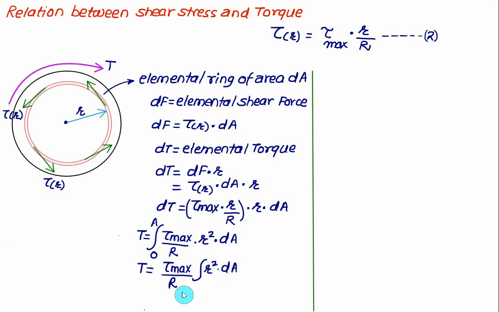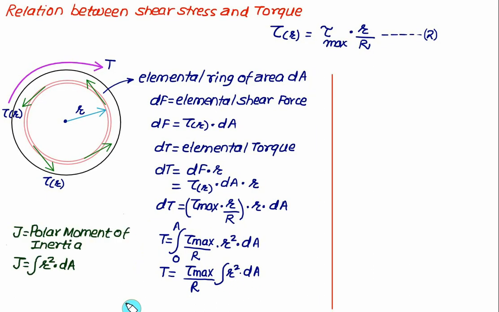Now this equation is somewhat familiar to you. It is nothing but the polar moment of inertia. So here we introduce the integral of r squared dA, which is nothing but the polar moment of inertia. So we'll replace the quantity integral r squared dA from 0 to A with J, which is again equal to integral r squared dA from 0 to A. This one is called the polar second moment of area, or the polar moment of inertia.